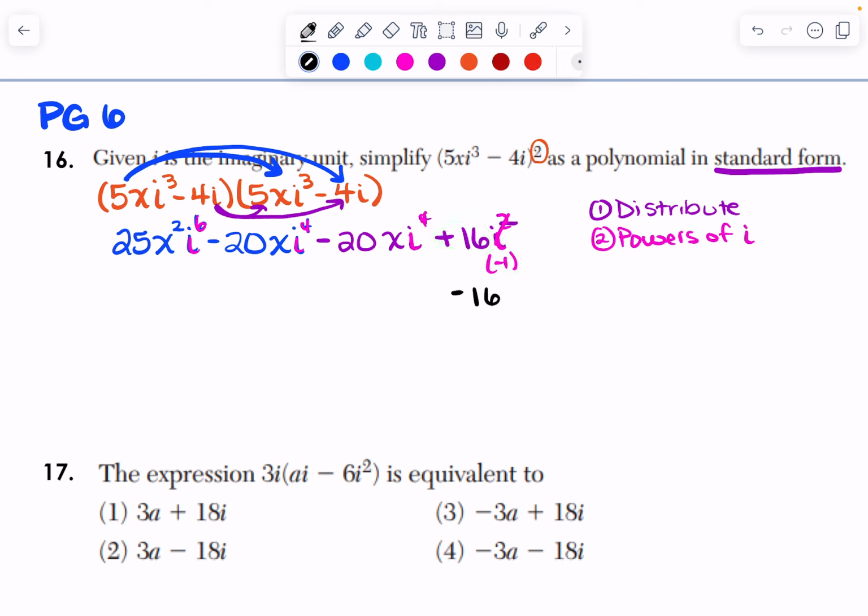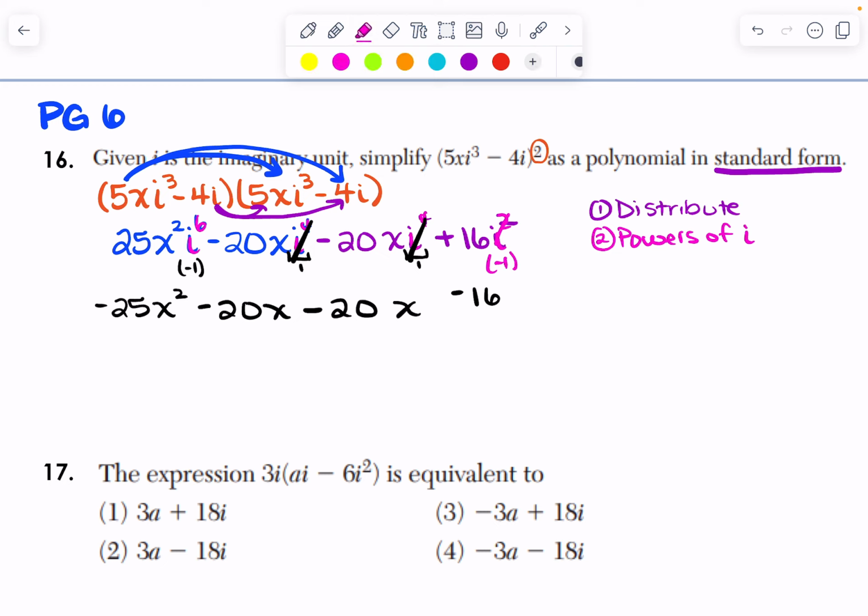Okay, now you can use your calculator to do the others. i to the 6th, that also should give you negative 1. Okay, so this first term becomes negative 25x squared. i to the 4th, if you don't remember these, you can use your calculator. Okay, and those are just simplified down to 1. So really, they just kind of disappear. So negative 20x, negative 20x. And now we can combine like terms.